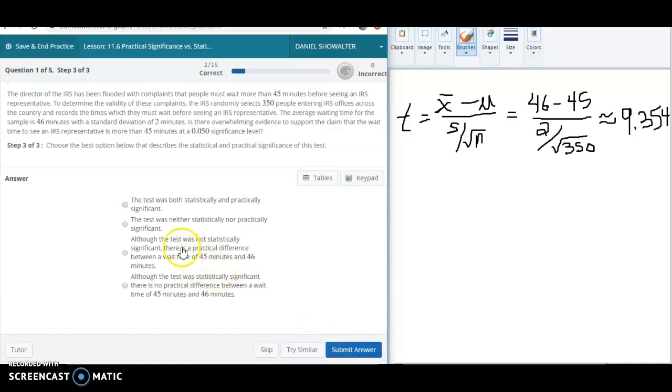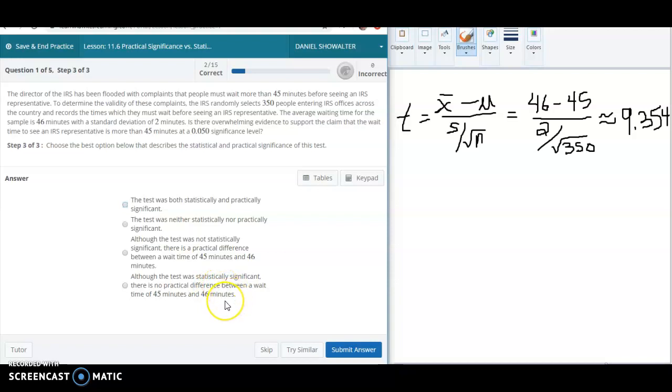And then both statistical and, okay, so we know that it was statistically significant. So it's either going to be that and that. Practical significance is tricky. Does it really matter in everyday life? So the question is, we've already shown that it's probably true that the wait time is more than 45 minutes, but it's more than 45 minutes by a single minute. I mean, there's only 1 minute difference between what the standard is and what it actually is here.